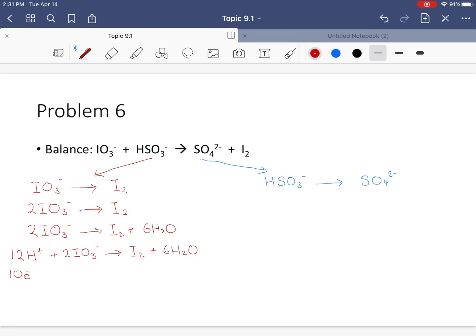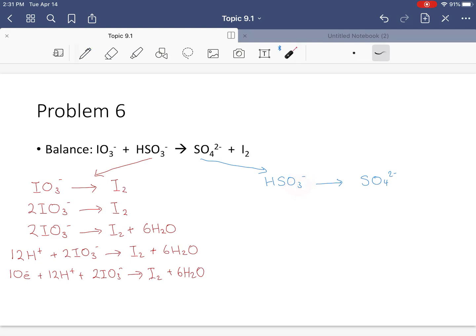So we're going to add 10 electrons to the left side to give me this half reaction looking like this. Very nice. Now we're ready to do the blue side. So for the blue side, looks like sulfur is great. No need to balance sulfur.